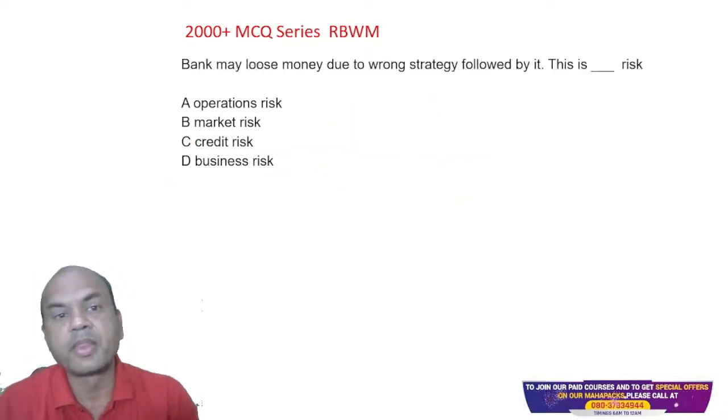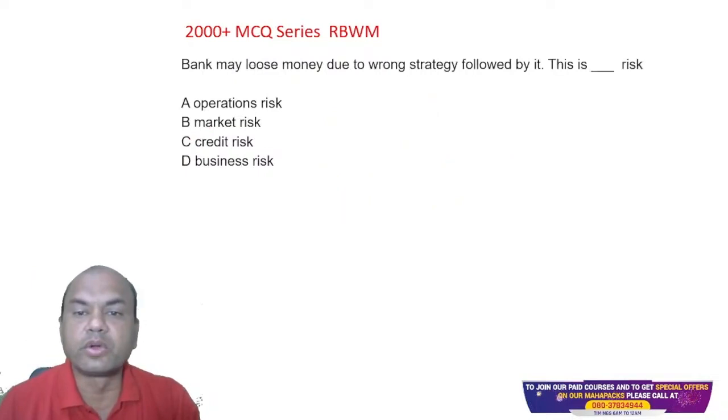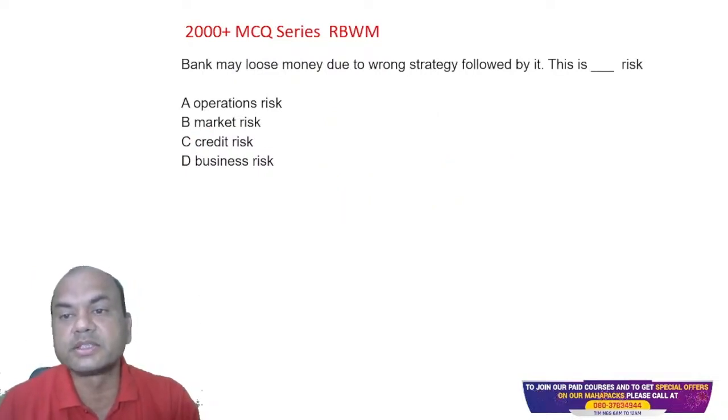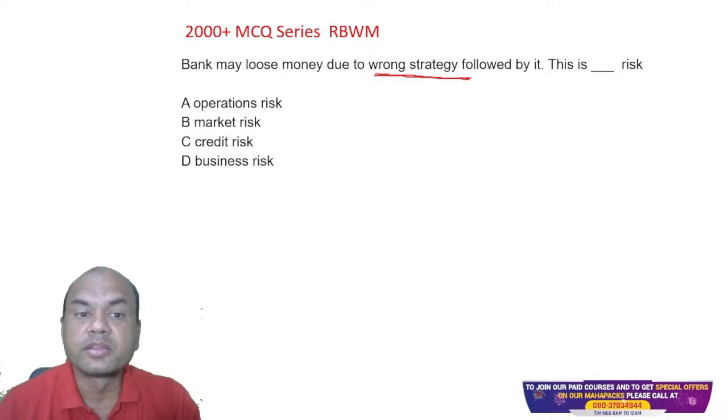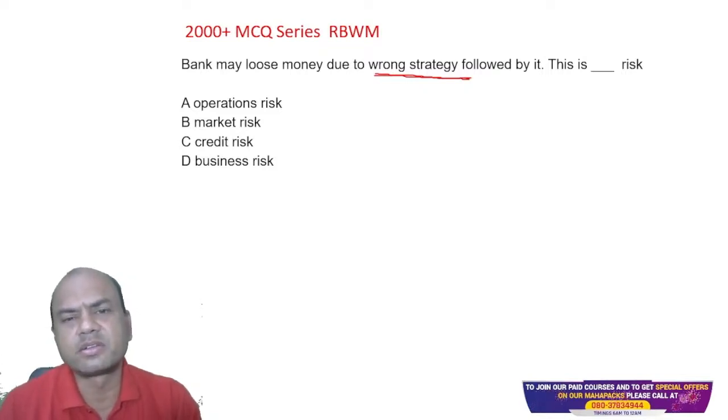Bank may lose money due to wrong strategy followed by it. This is known as dash risk. Wrong strategy. Strategy means long-term thinking. The bank follows wrong long-term thinking. So this is known as what? Operations, market, credit, or business risk. What do you mean by long-term strategy wrong?